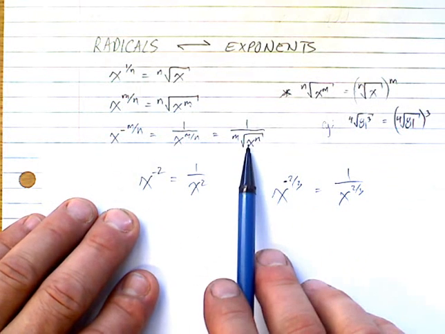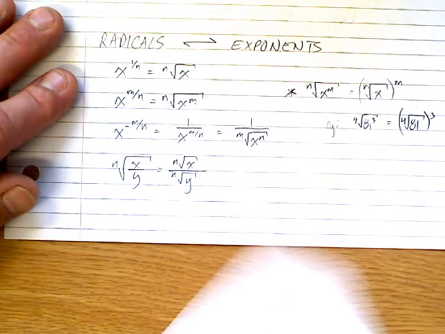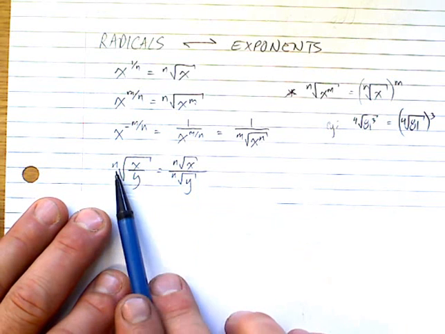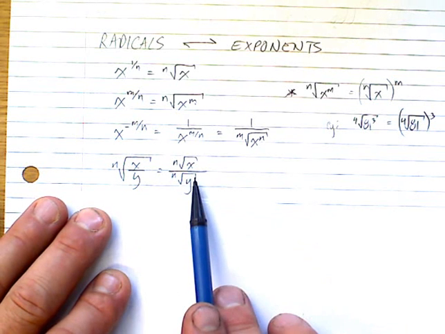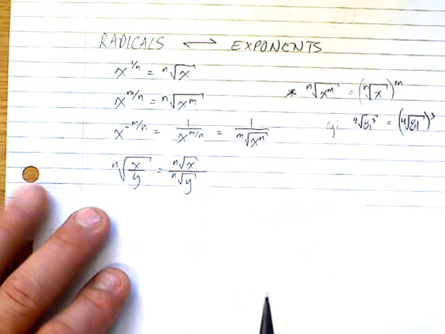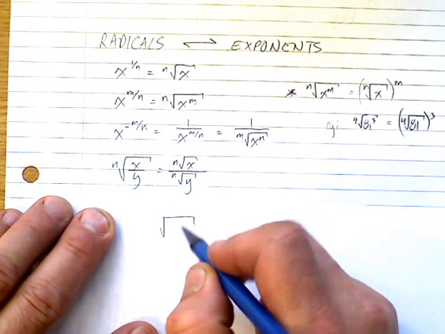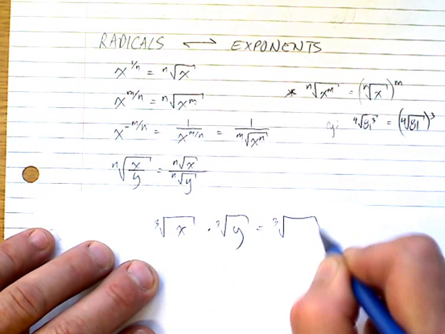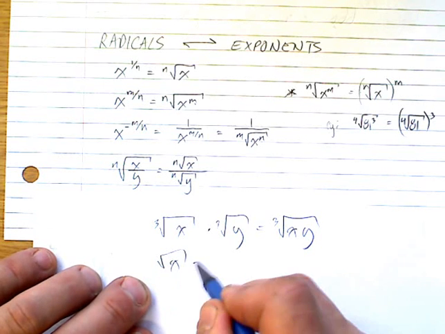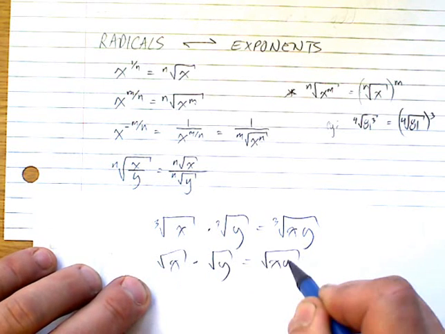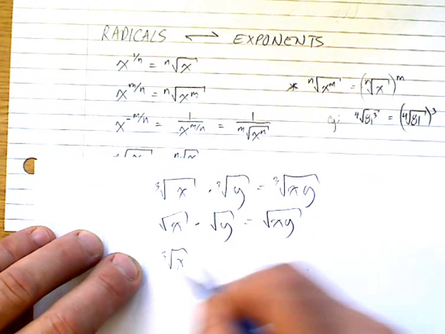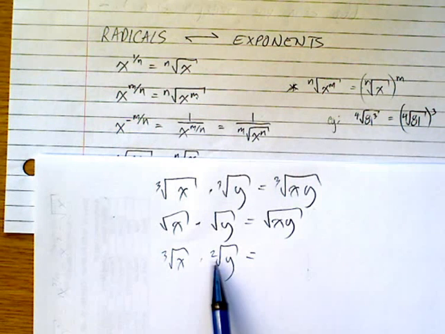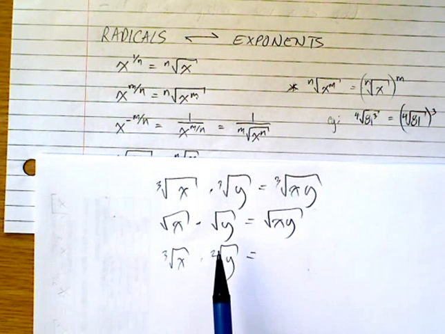What's another one? Here's a bunch of things that we'll hopefully remember. If you have an nth root of a fraction, you can split it up, right? If you have a multiplication, for example, the cube root of x times the cube root of y, that would be the cube root of xy. The square root of x times the square root of y is the square root of xy. If you have the cube root of x times the square root of y, you can't do anything with that because it's a cube root and a square root, okay? You can't combine them, so they have to have the same index in order to combine them.